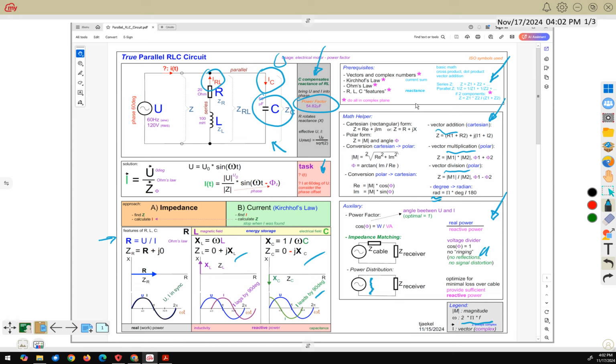Some helpers, prerequisites, what you should know. Some math helper, how to convert between Cartesian or rectangular into polar coordinates. And it's this one, this is a little bit auxiliary to understand what it means. Why this circuit is so important, or why do we have to know what is impedance and impedance matching and power factor and all this stuff, but this is a different lesson.